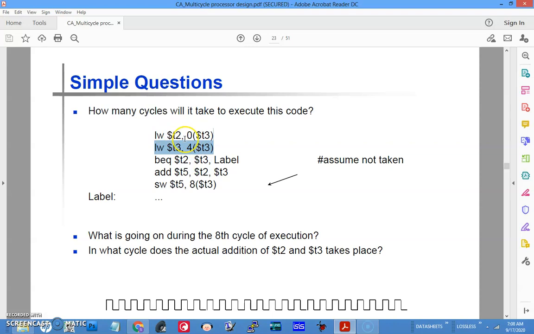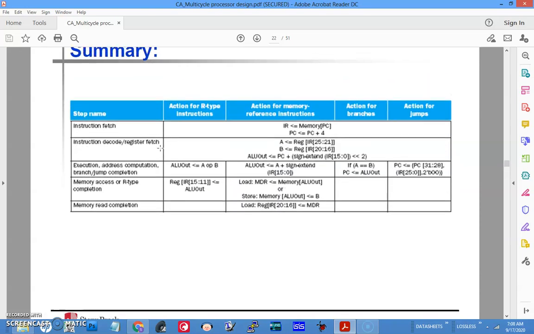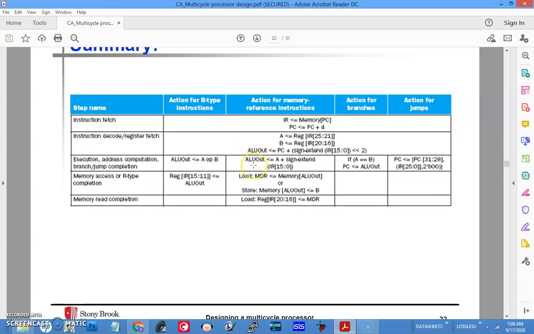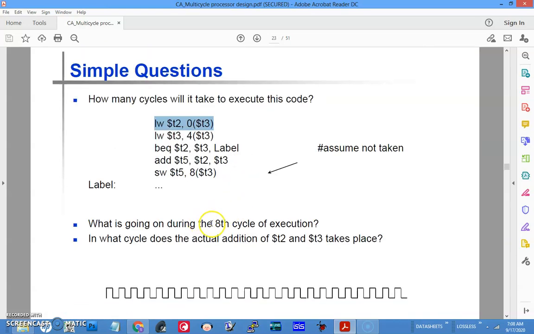What happens in each of those 5 cycles you need to visualize or make note in your book. In the first clock cycle of load word, where is the address calculation getting done? Now the question is, what is going on in the 8th clock cycle? To answer this, we know that the first 5 clock cycles are consumed by the first load word instruction. Next, 6th clock cycle, instruction fetch of load word. 7th clock cycle, decode and register fetch. Then execution of target address calculation will happen in the 8th clock. That is how we answer this question. So next question is, in what clock cycle does the actual addition of this take place?